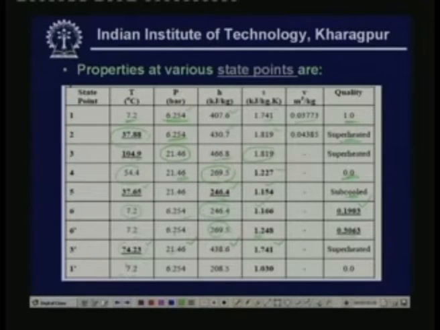Finally, point 1 dash. Point 1 dash is your saturated liquid at this condition. You can see that the temperature is 7.2 and quality is 0. So, this is a saturated liquid condition at evaporator pressure. From this information you find the enthalpy to be 208.5 and entropy to be 1.030. So, this is a major task. Once you find all the properties, then we can easily find the required performance parameters by applying energy balance across each component. That is what we will be doing.